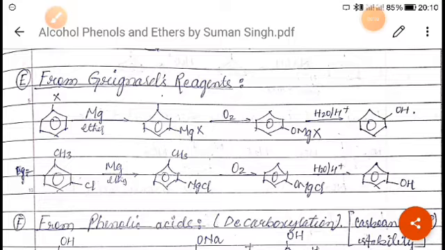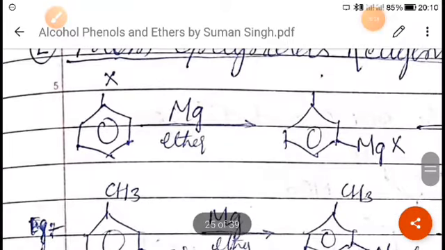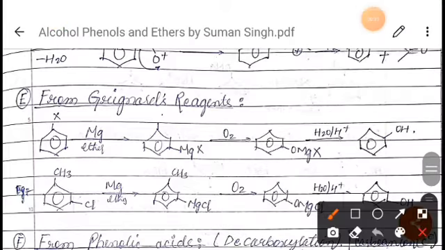In the last class we were discussing the preparation of phenol from cumene. Today we will see the preparation of phenol from Grignard reagent. As you can see, we have taken a benzene with one halogen group attached. In the presence of Mg and ether, it will form this MgX.